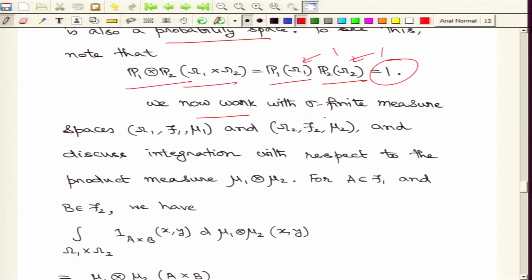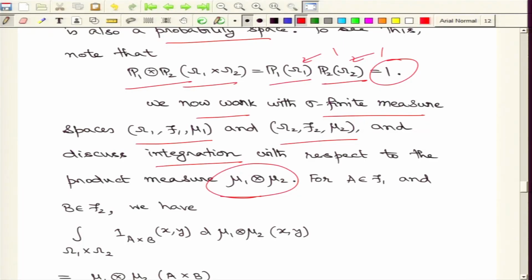We now work with sigma finite measures in generality, which we continue to denote by omega 1, F1, mu 1 and omega 2, F2, mu 2, and we focus on integration with respect to this product measure. Remember, we already understand how the measurable sets look in this product sigma field. We also understand how measurable functions look, and we have essentially discussed it through properties of projections and certain sections of sets.